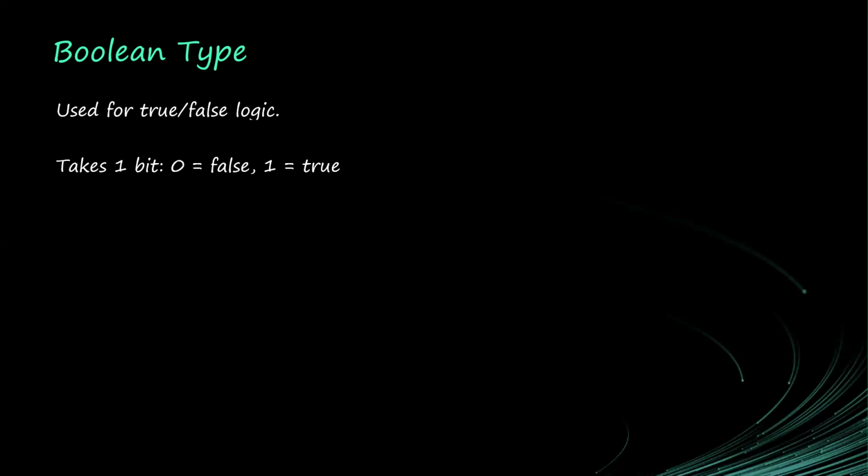So 1 bit is enough because 0 is equal to false and 1 is equal to true. So if you have a true or false value to store, if the value is false, the system will store it as 0 in the bit. If it is true, the system will store it as 1 in the bit, okay?